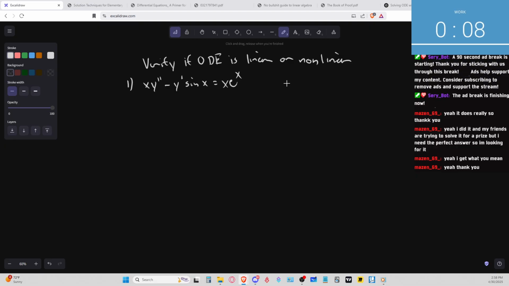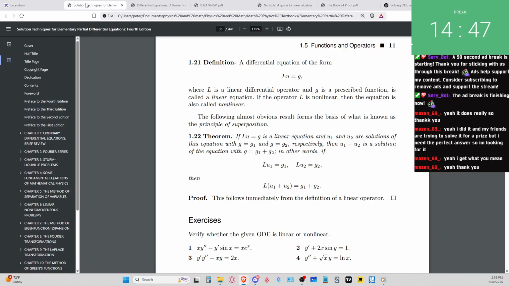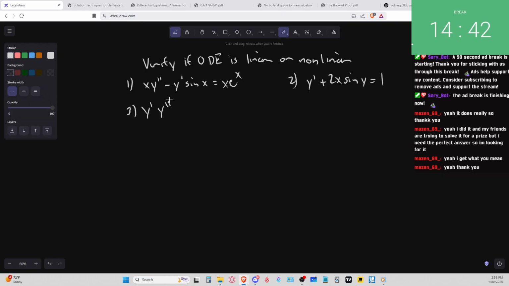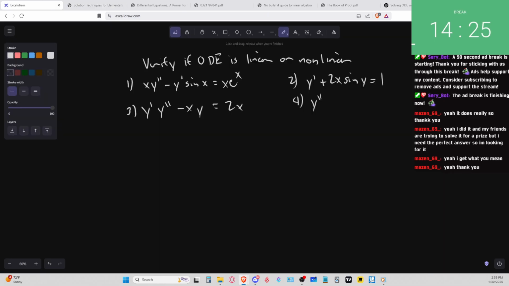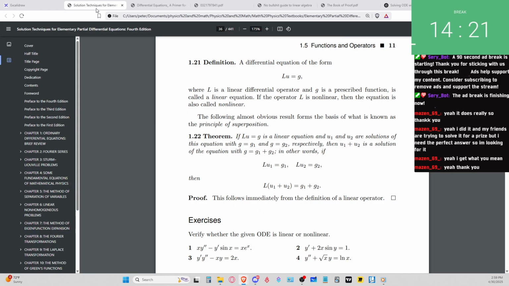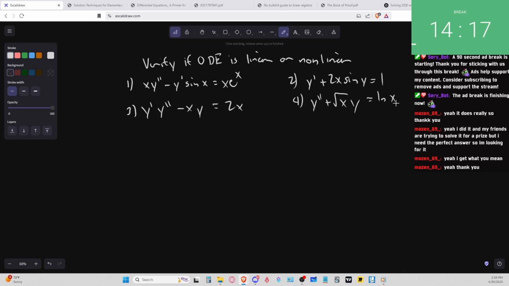X is equal to that. Number 2, y prime plus 2x... All right, got those problems written down, so when it's the next study session, we can cover those.